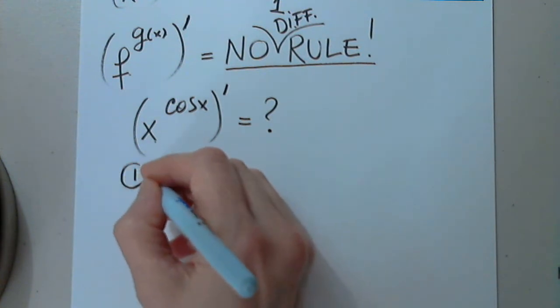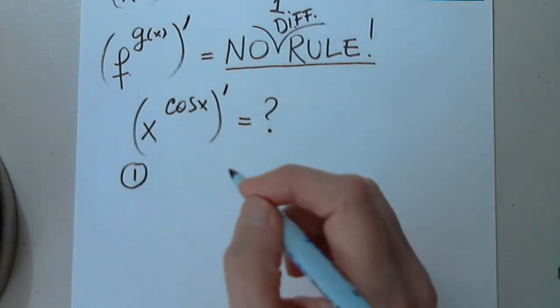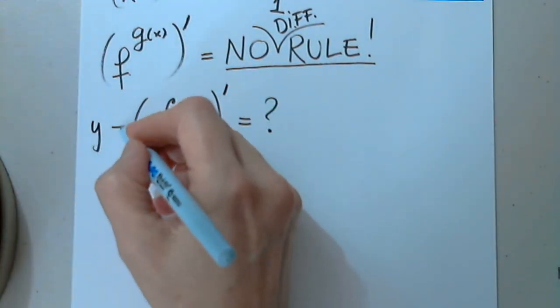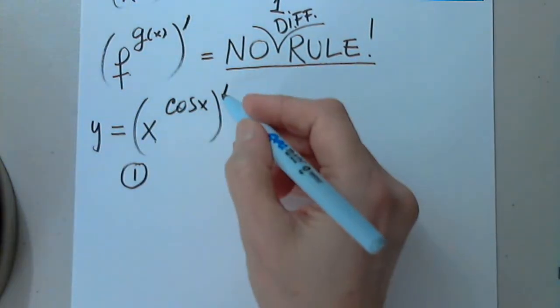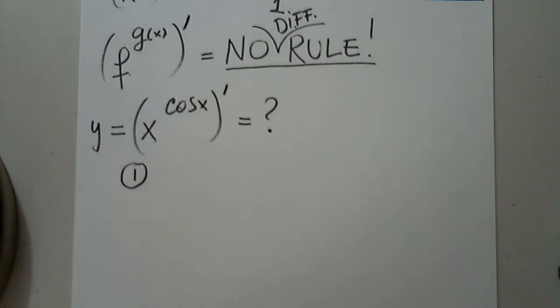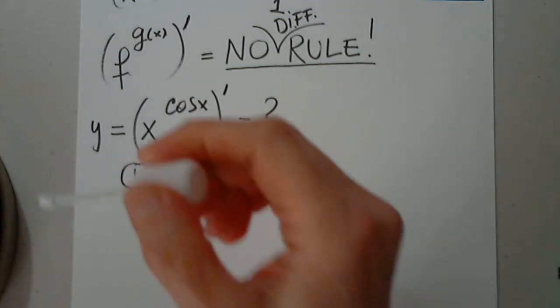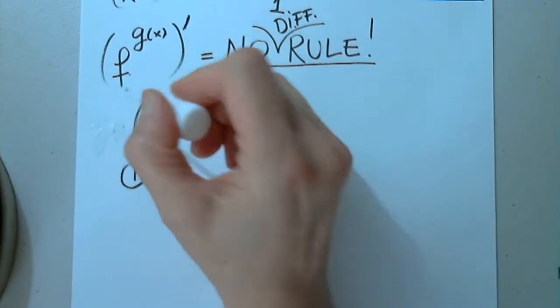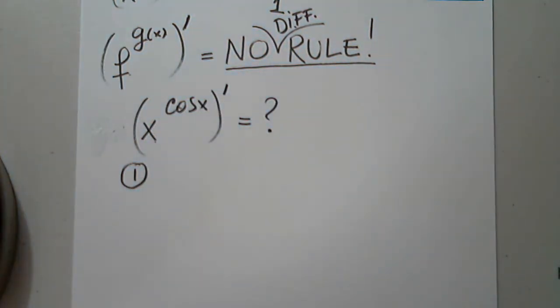Number one. Take the natural log. So we're going to take the natural log and then we're going to use implicit differentiation. Brilliant. You want to teach this? I can sit back. Please, go ahead.